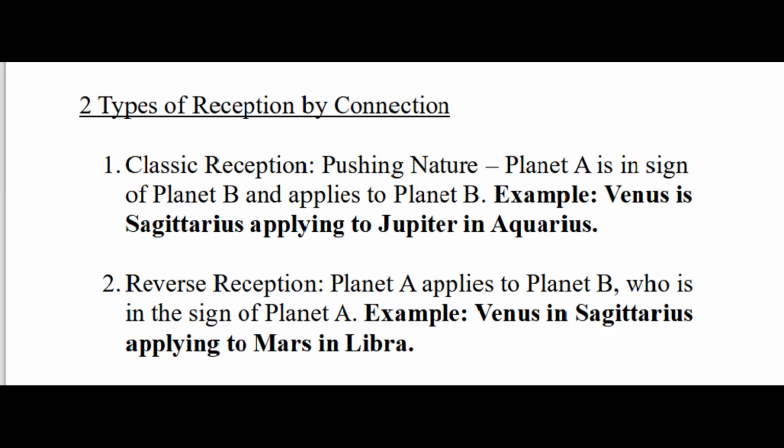So I'm going to repeat it again. With this particular example of Venus in Sagittarius applying to Mars in Libra, she is not pushing nature because Venus is not in the sign of Mars. She is in the sign of Jupiter, and she's applying to Mars. But she is in a sextile with reception because Venus is in a sextile to Mars, who is in Libra, which she rules. That's the two types of reception by connection. We're going to look at this in a second.